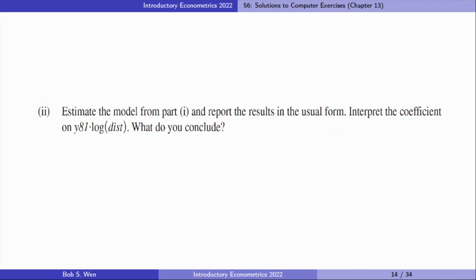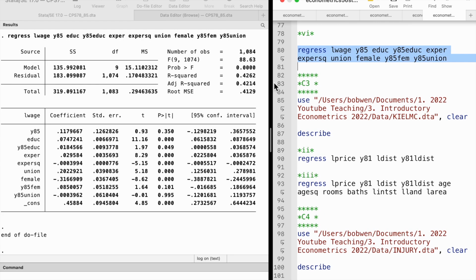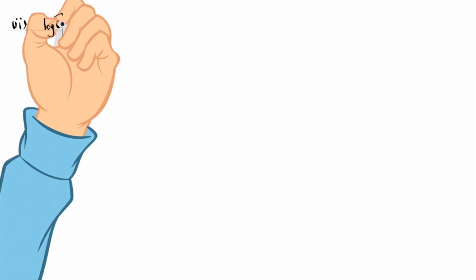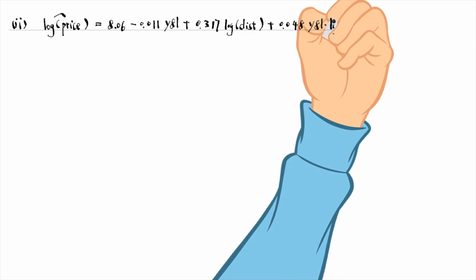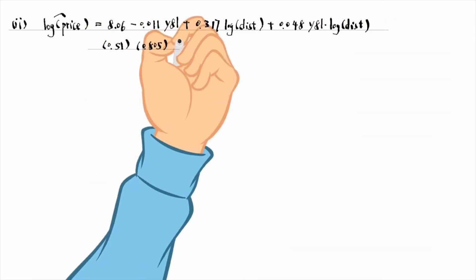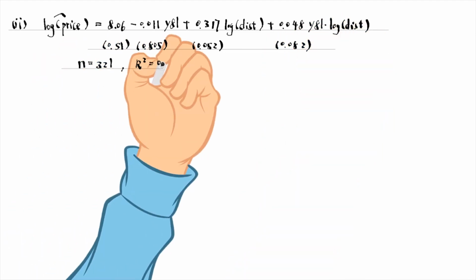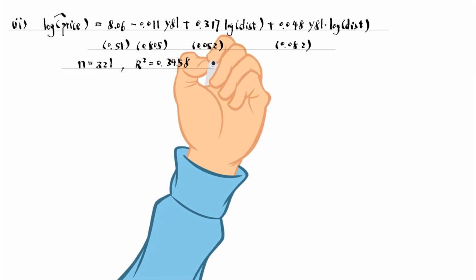In part 2, we estimate the model and try to interpret the coefficient on the interaction term. The estimated equation is as follows. As mentioned in part 1, the coefficient on the interaction term, delta 1, is the location effect of the incinerator on the house prices. Since both are in logarithms, the coefficient is the elasticity.